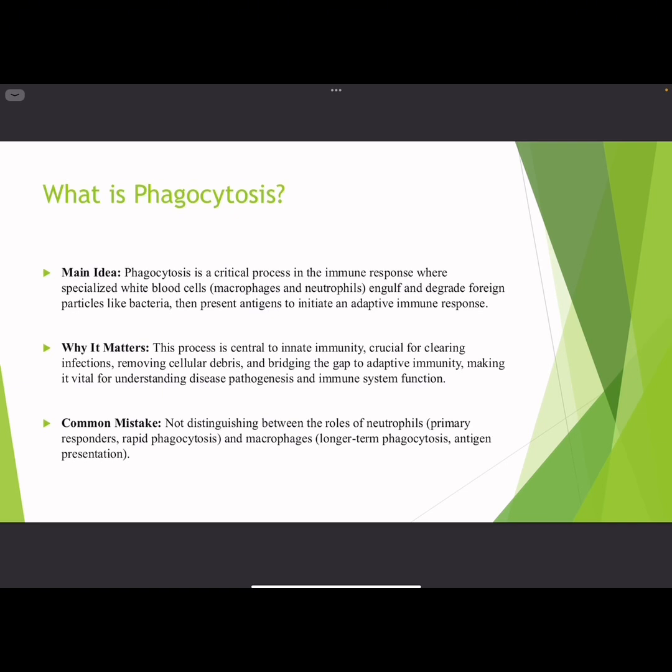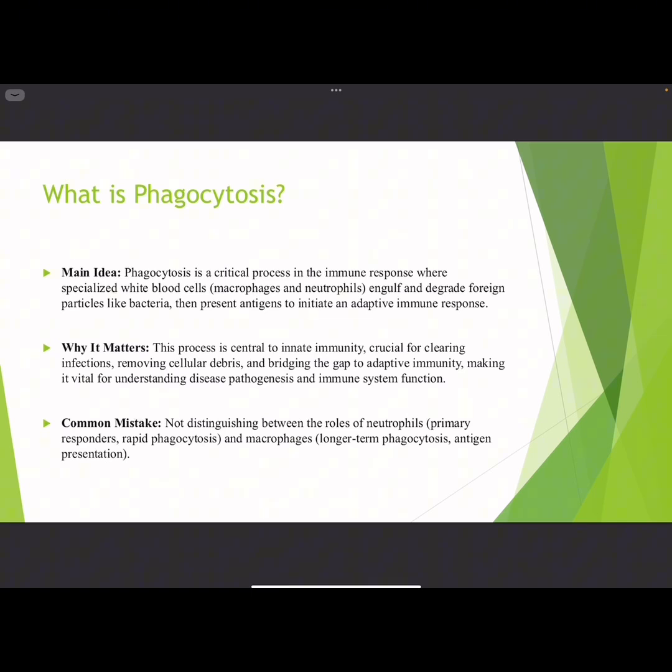So why does phagocytosis matter? Phagocytosis matters because it's a central process to the innate immunity. It's crucial for clearing infections and removing the debris, and step by step it's bridging the gap to adaptive immunity, making it vital for understanding disease pathogenesis and immune system function.